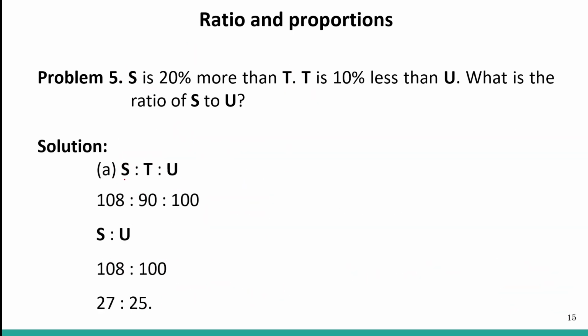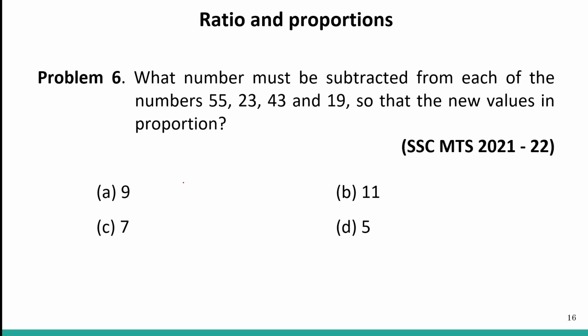Okay, so S is to T is to U is equal to 108 is to 90 is to 100. So S is to U is 108 is to 100, so that is 27 is to 25. Okay. So let's see problem number 6.